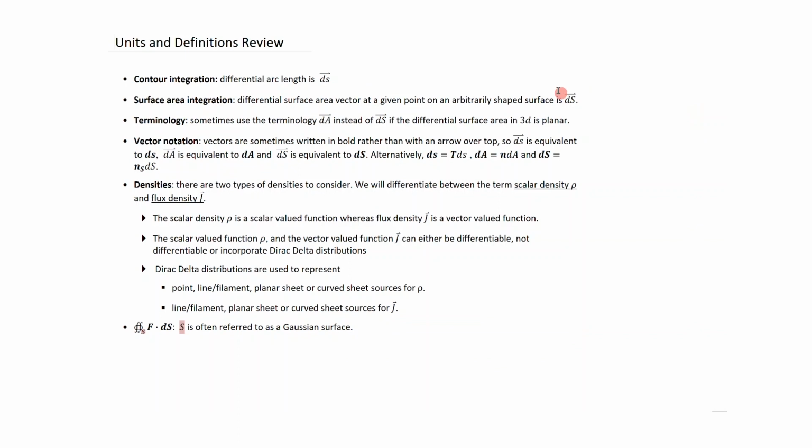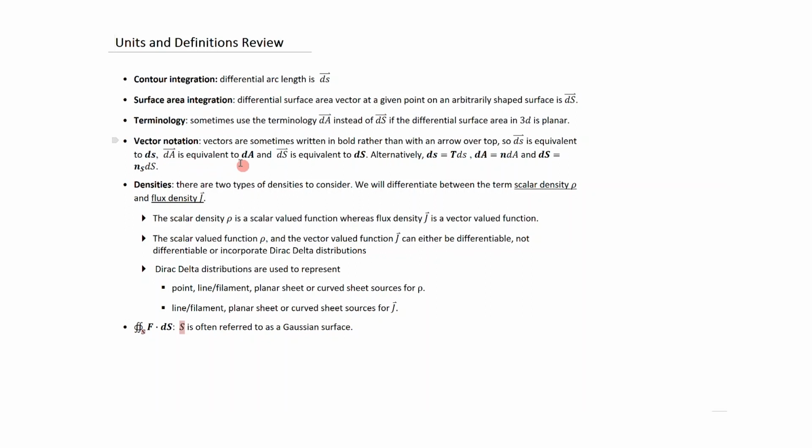All right, some units and definitions just to review. Again, contour integration, its differential arc length is typically given this notation, ds with an arrow over top. Surface area integration, the differential surface area vector at a given point on an arbitrarily shaped surface is just dS with an arrow over top. In terms of terminology, sometimes use dA with an arrow instead of dS with an arrow if the differential surface area in 3D is planar. And in terms of vector notation, vectors are sometimes written bold rather than with an arrow over top. So ds with an arrow is equivalent to ds bold.